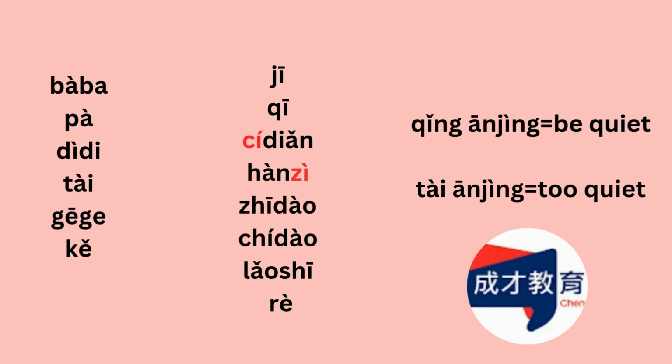迟到 late. And next. 老师 teacher. And then 热 hot. Okay. Next. 请安静 It means be quiet. And next. 太安静 is too quiet.